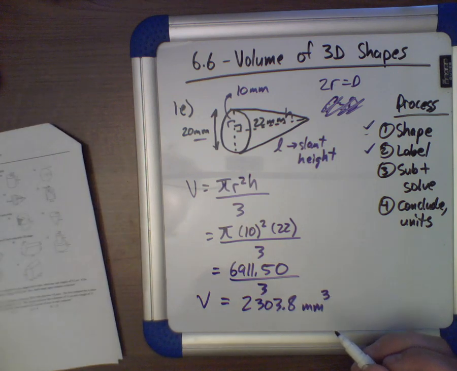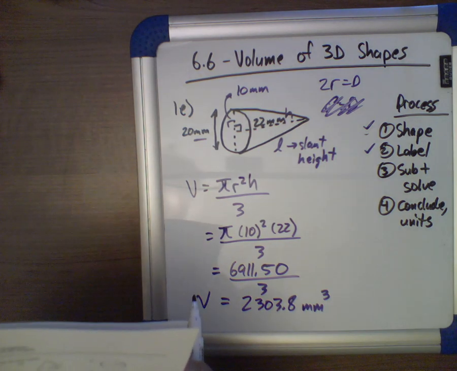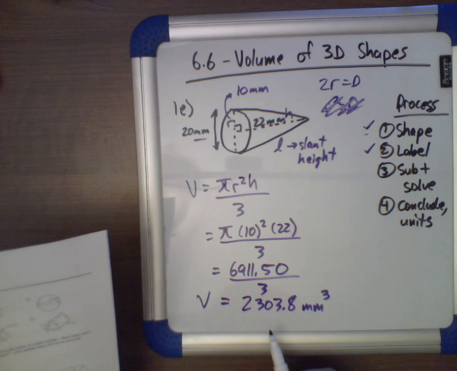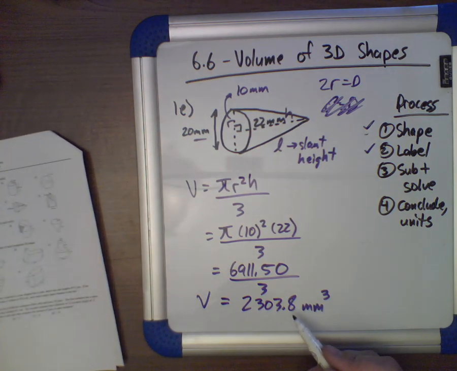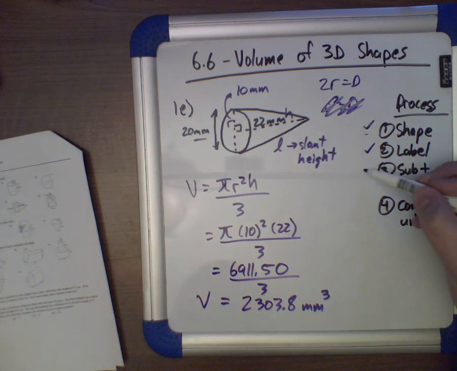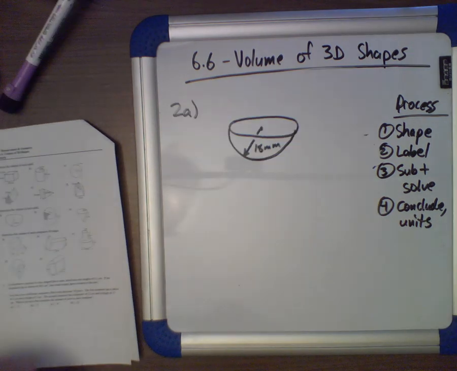All right, that looks pretty good. Let's double check our answer. The answer key 1E, we should have 2,304 millimeters cubed. All right, they rounded to the nearest whole number. I rounded to the nearest tenth. That's okay. But once again, we subbed and solved, and we concluded with our units. Looks pretty good. Let's try another one.